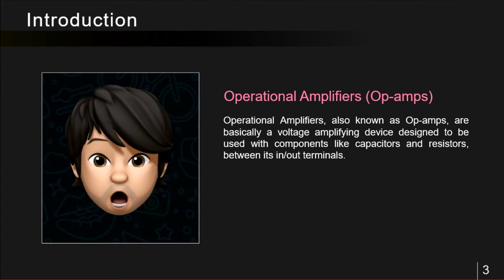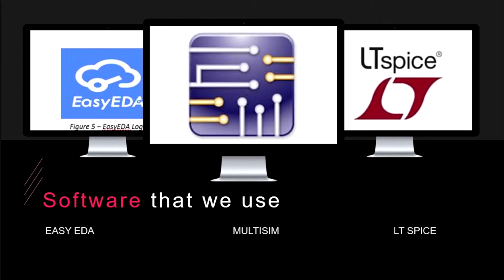After that, we have the operational amplifier, also known as op-amps, which are basically voltage amplifying devices designed to be used with components like capacitors and resistors between each in or out terminal. So for the software, we are going to be using three different software. The first one is going to be Easy EDA, and then Multisim, and also LT-Spice. So we can move on to the next presenter.